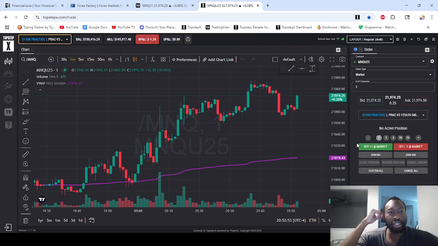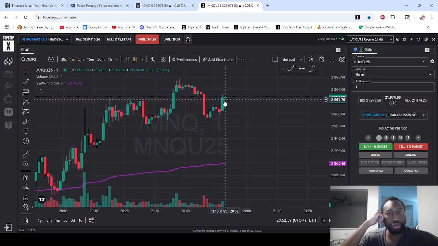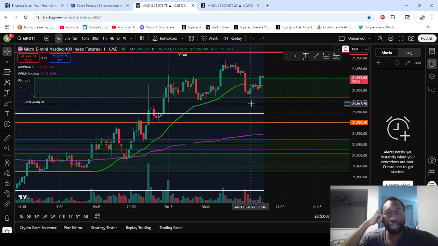Again, I've been practicing with these zones here, so waiting for the close though. Make sure it's a strong close. You don't want to just wick. So order filled here, by there. Support would be below the zone.